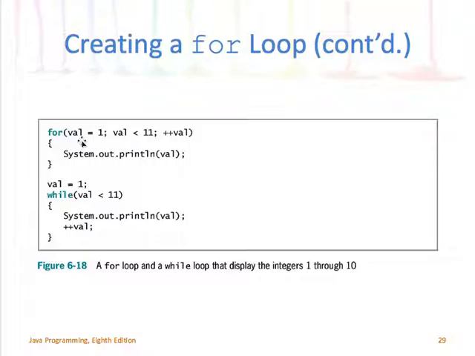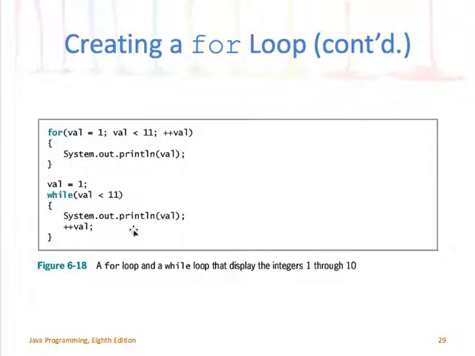So you have for val equals 1, val is less than 11, plus plus val, which adds on, or you could do val plus plus, or val equals val plus 1, but the plus plus val or the val plus plus works. You're saying that for 1 to less than 11, so 1 to 10 is what you're looking for. Output the value. Another way is val equals 1, while val is less than 11, output, and then plus plus val. And what it does is it keeps printing a number while it's less than 11.